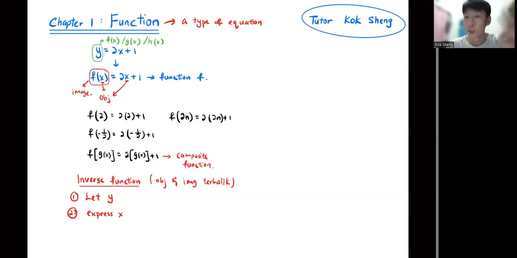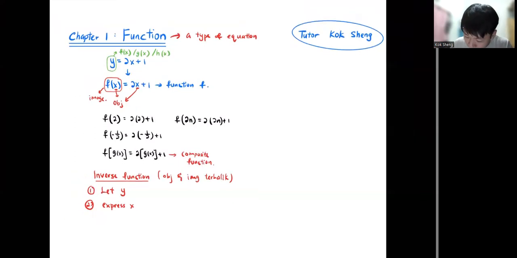So these are the steps for you to find the inverse. I think you should be able to understand why these two steps are like this. Let y, because this is your function, correct? The f(x) is your image. Image is also the y, right? So basically, I just replace the f(x) back to the y only.